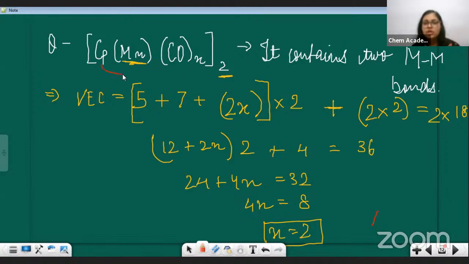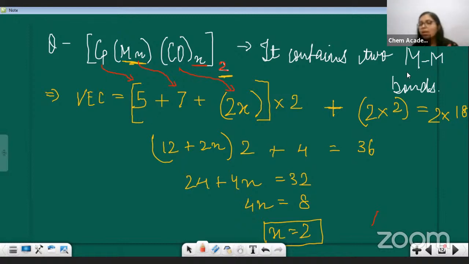See, this is Cp, its contribution is 5, all right? We have not been given any value of the charge, so we will take the maximum contribution. Now this is Mn. We will take the group number of the metal, which is 7. Now CO has contribution 2, and we do not know its number, so we will take 2x. Since this 2 is given outside the bracket, we will multiply this entire bracket by 2.